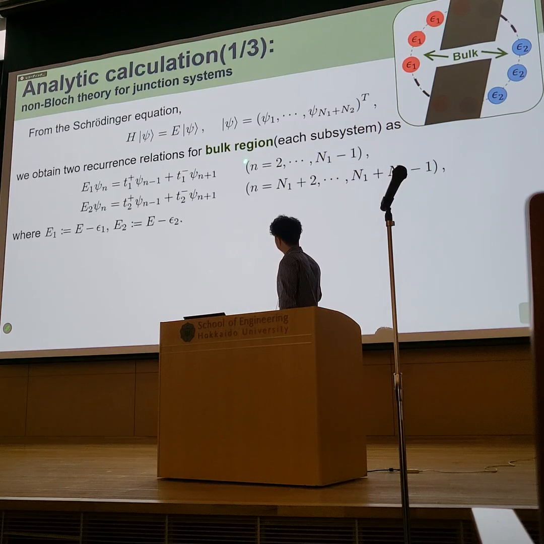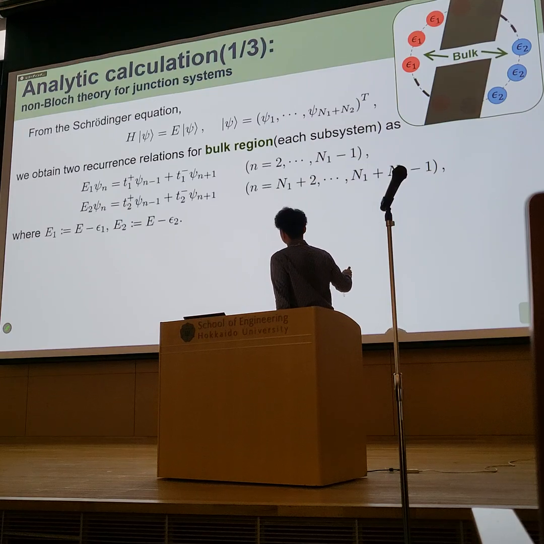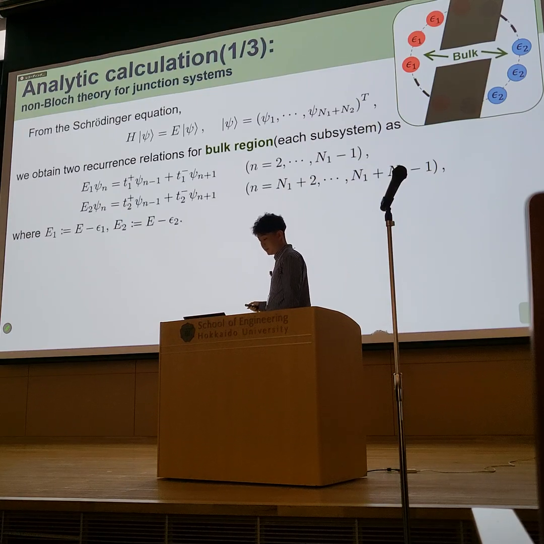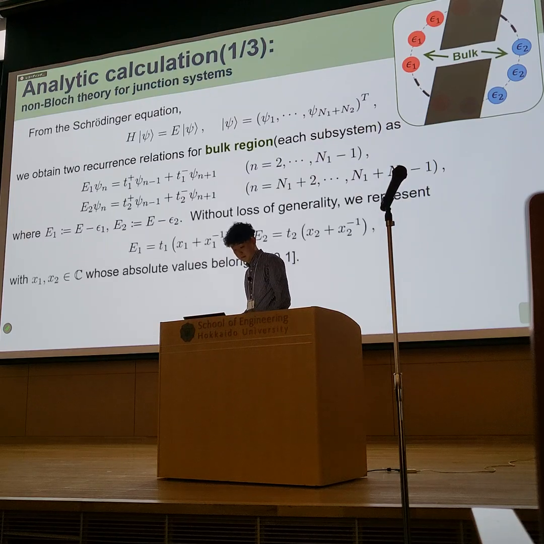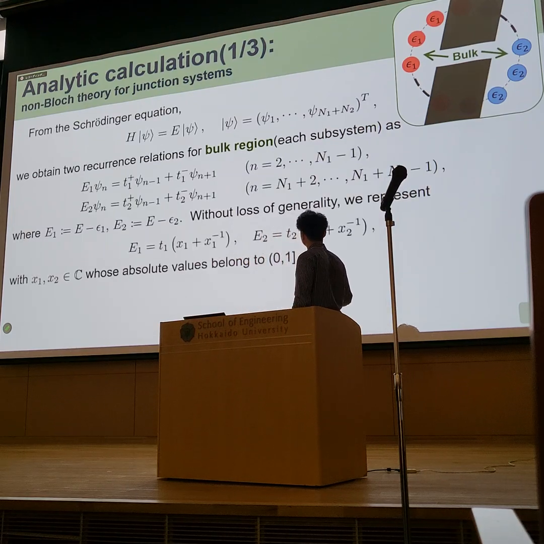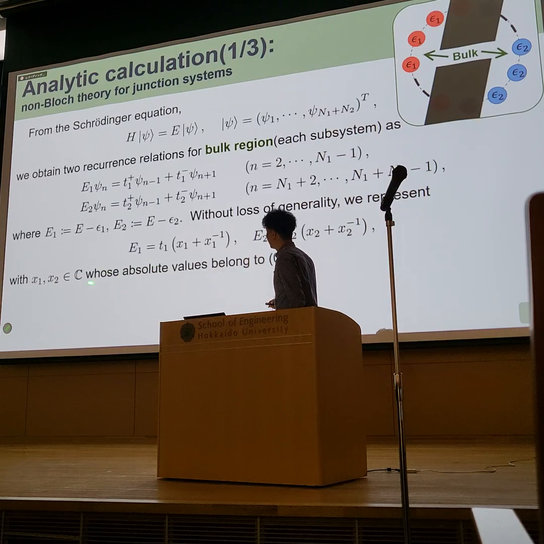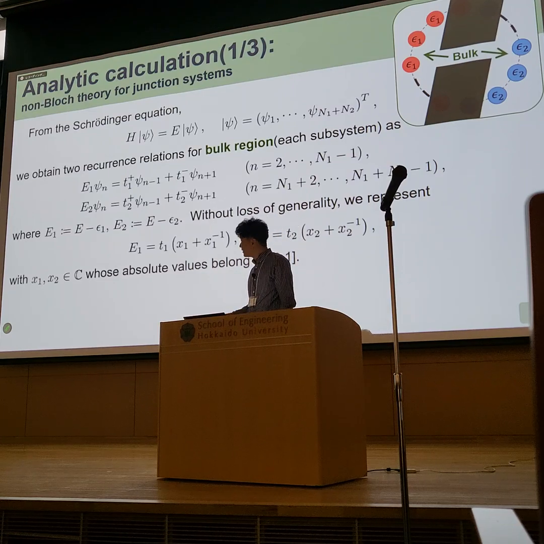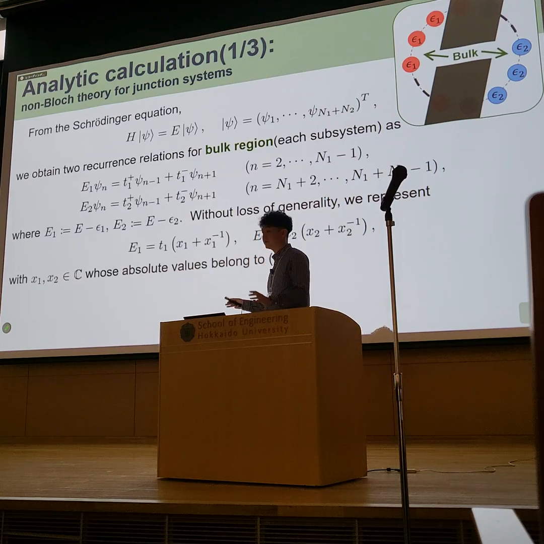Looking at the range of site number n of the two recurrence relations, it is evident that the four sites at the interface are excluded. This will give the boundary conditions later. Anyway, without loss of generality, we represent E1 and E2 as follows, with x1 and x2, which are on and inside the unit circle on the complex plane. From these two recurrence relations, we have the corresponding characteristic equations.